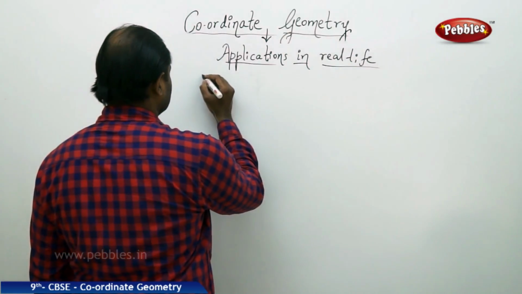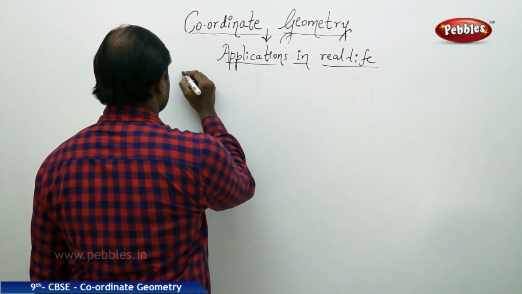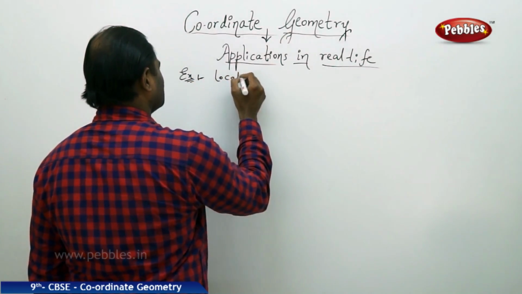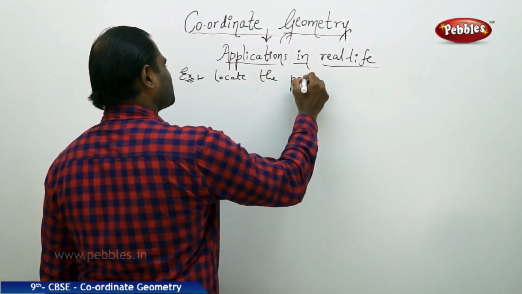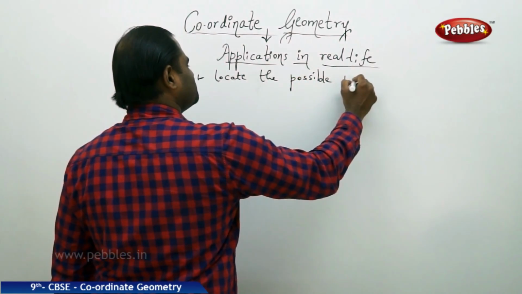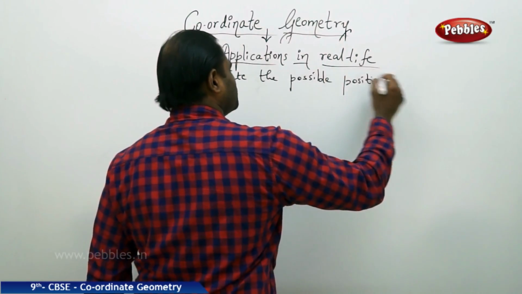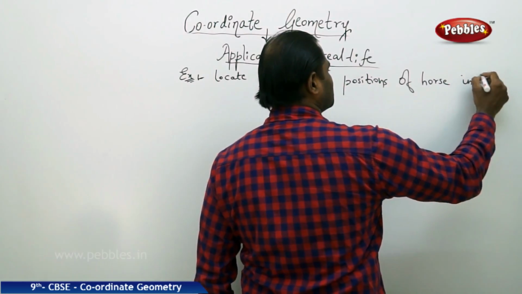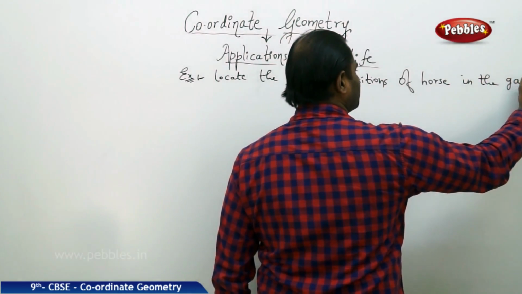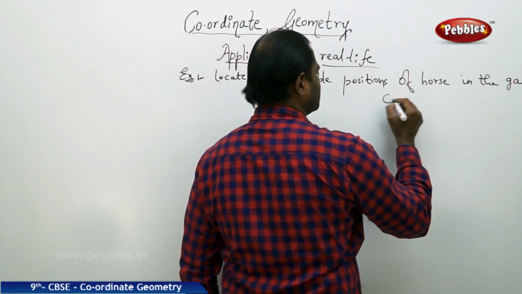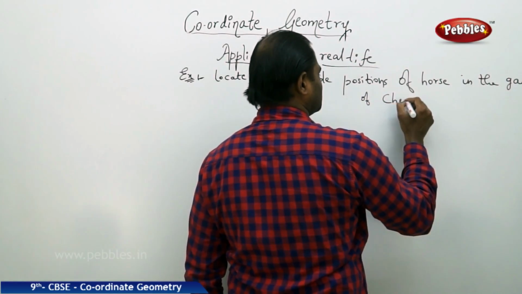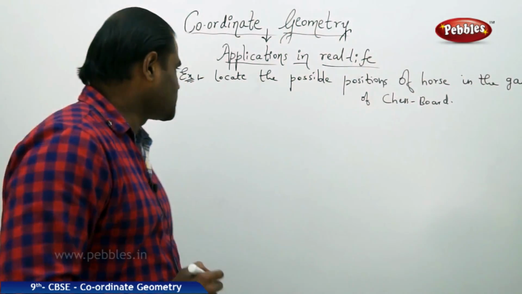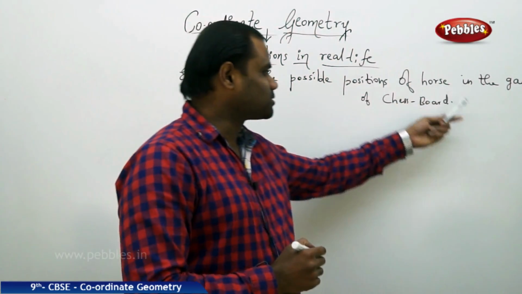For example, my question here says: locate the possible positions of horse in the game of chessboard. So here my question is about locating the possible positions of horse.